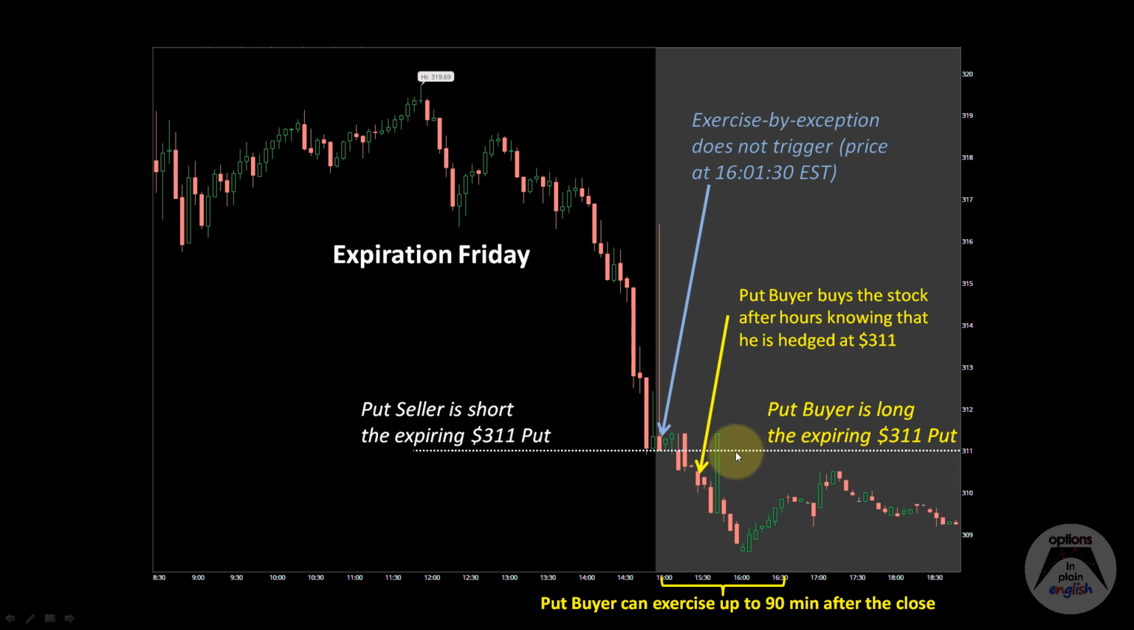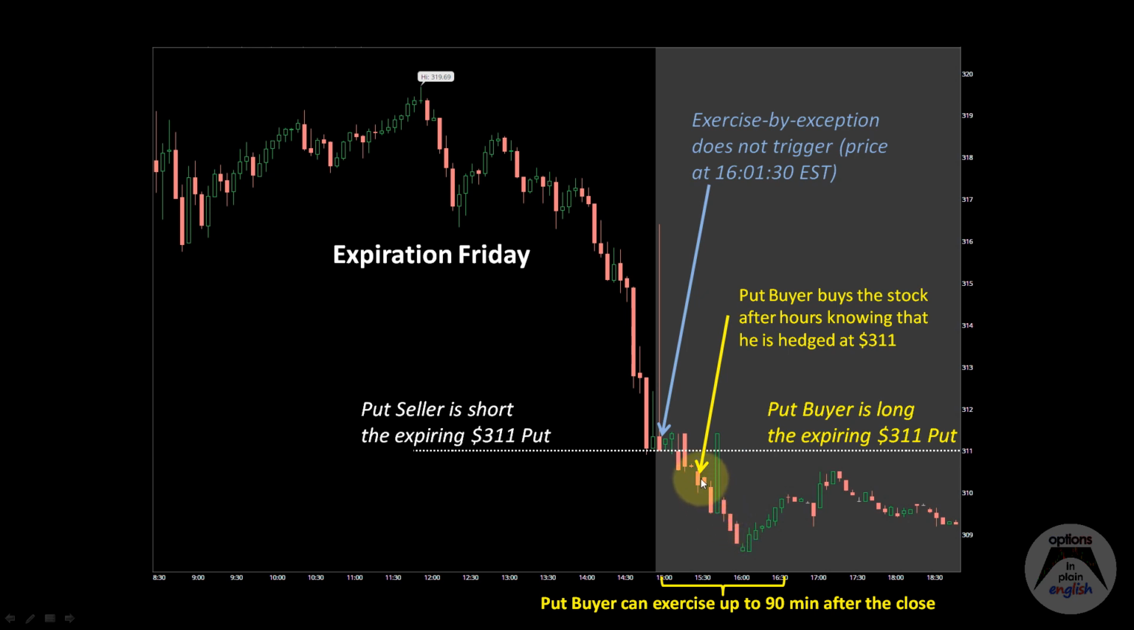So he can sell at 311. So from 310 to 311, he knows that he's going to make $1 at least. But what if the stock price starts shooting up, maybe there's some announcement after hours, and the stock goes to 320? Then you're going to get huge profits with no risk, because you can always sell the stock that you got at 311, so there is no risk for you.